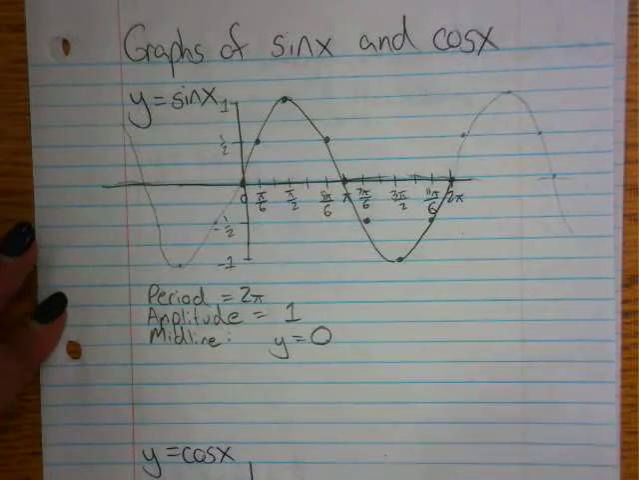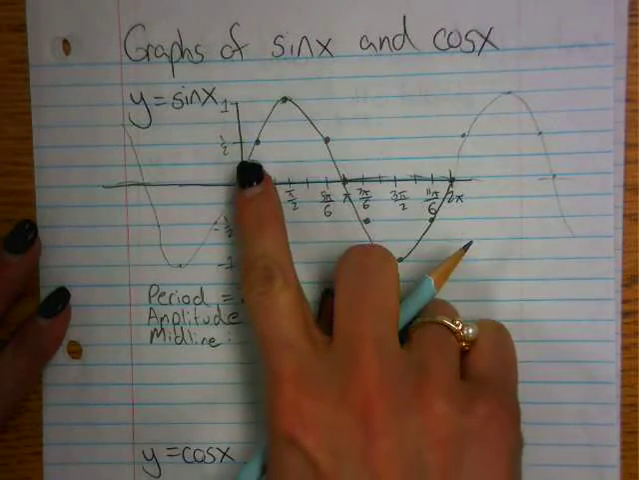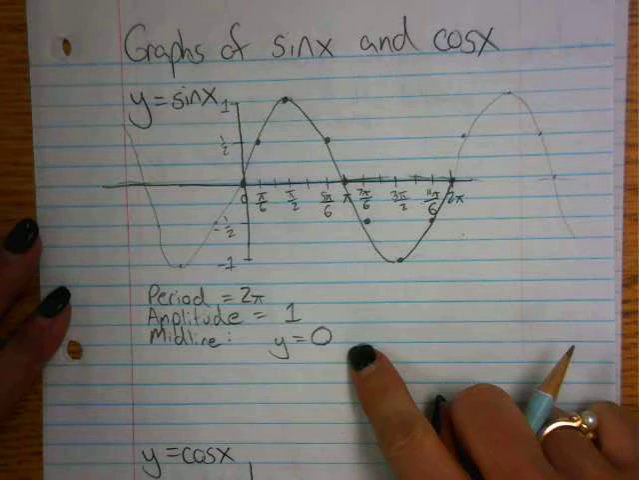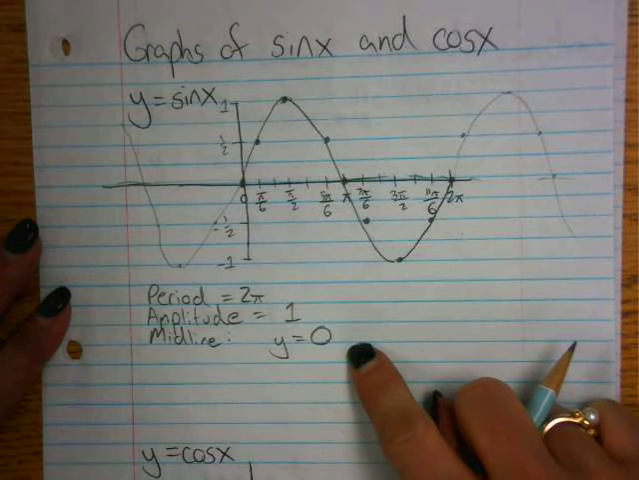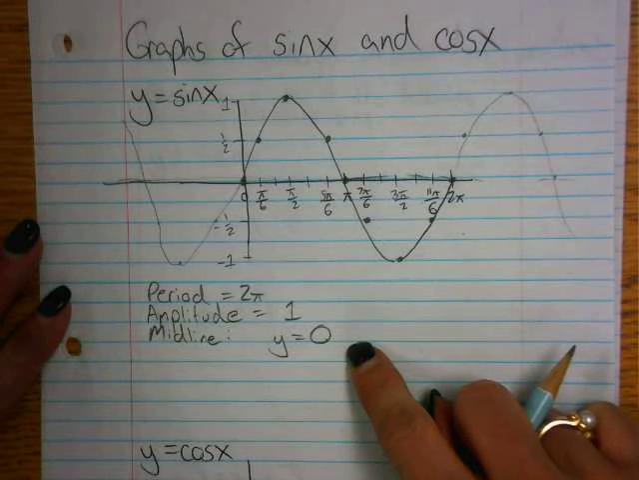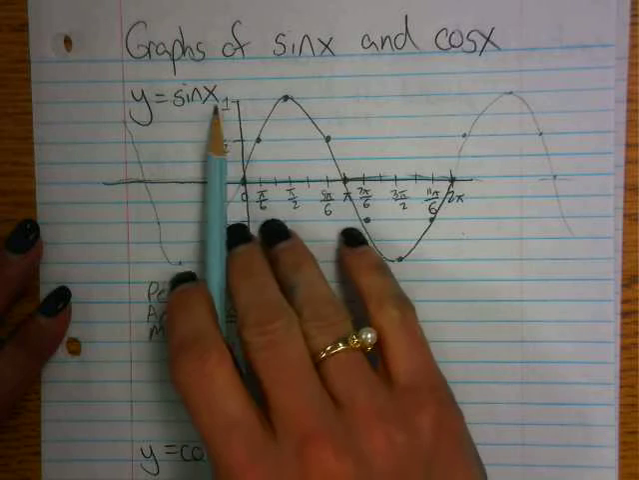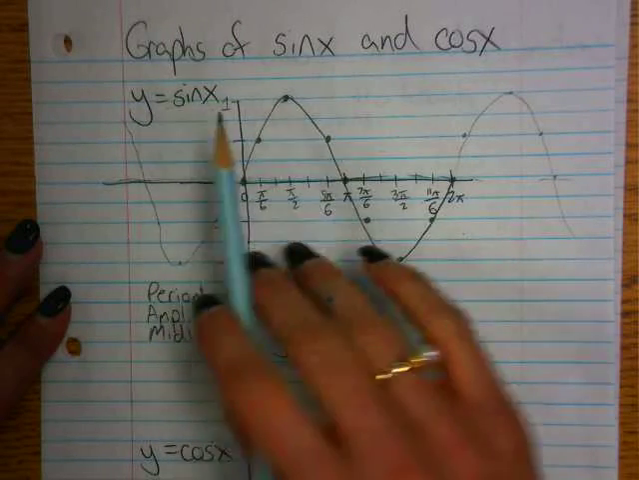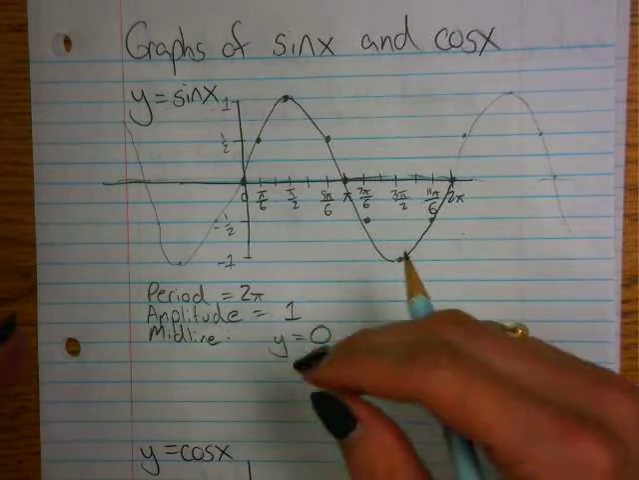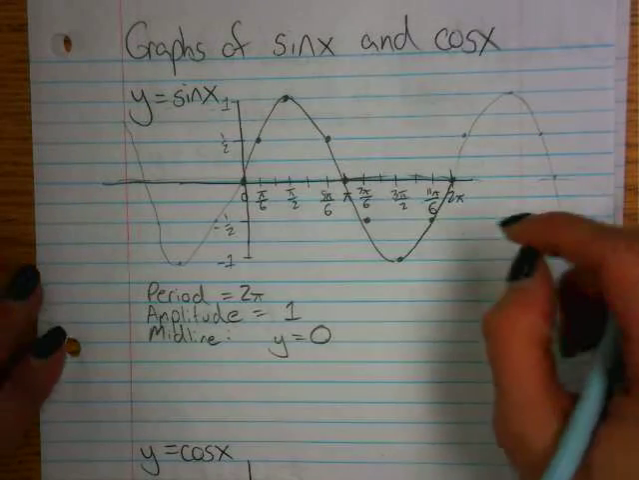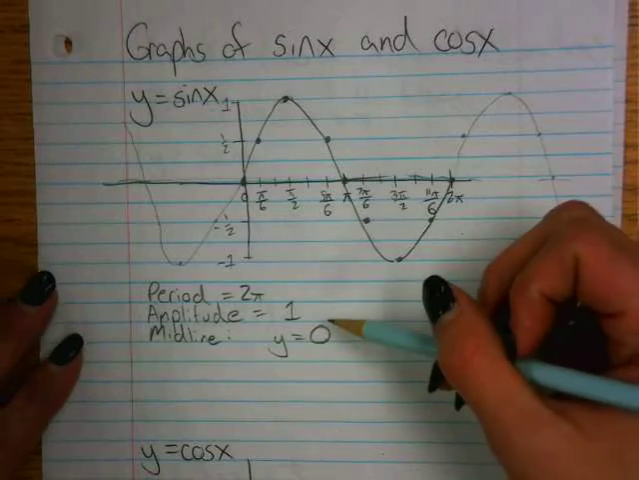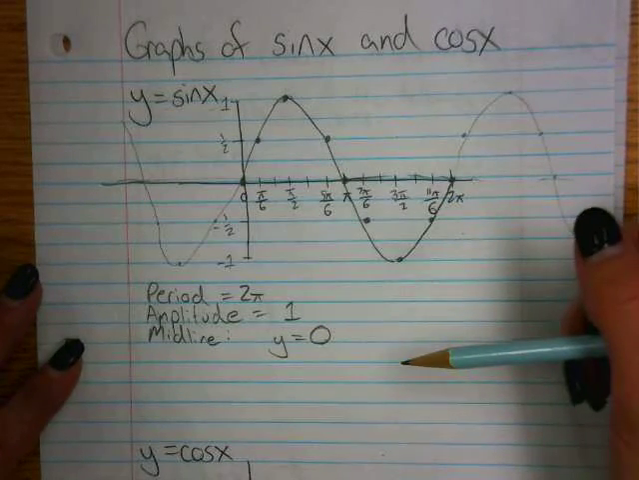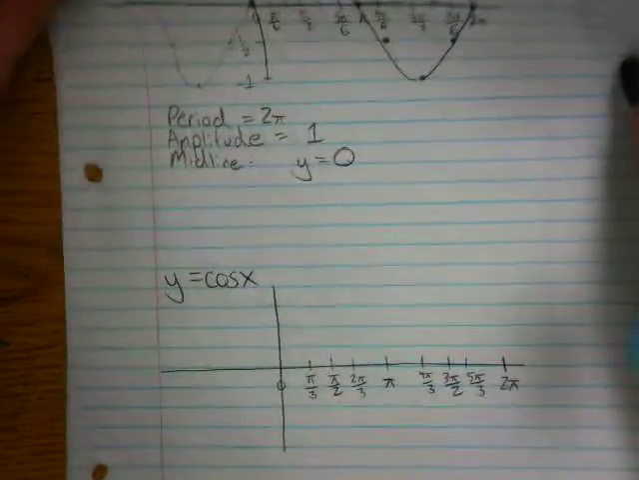Okay, so for a normal y equals sine of x graph with no other transformations, these would be the period, amplitude, and midline of my sinusoidal wave. As we start to either multiply times something on the outside, multiply on the inside, or add or subtract on the inside or outside, we're going to be stretching, compressing, and shifting this sine wave, and this period, amplitude, and midline would change. Let's talk about y equals cosine of x.